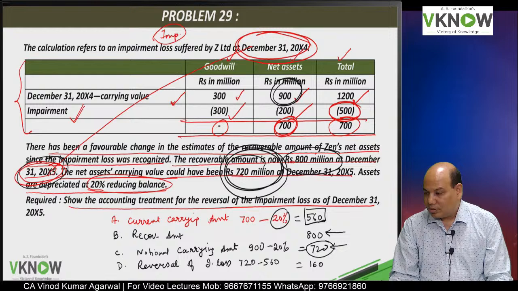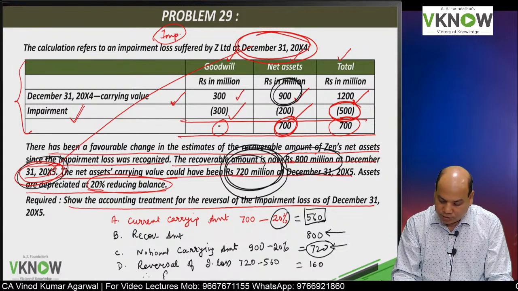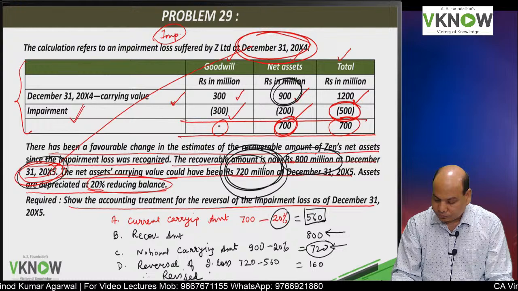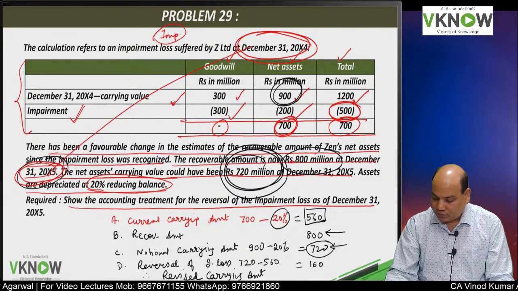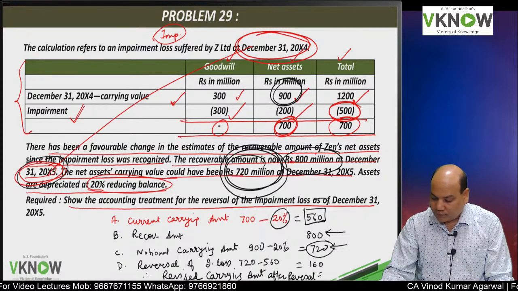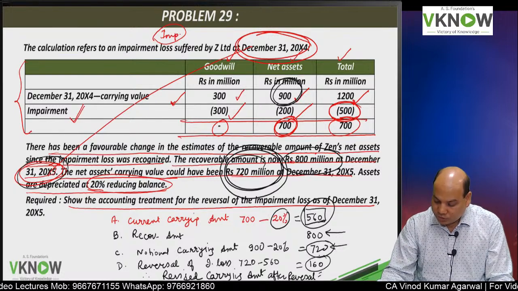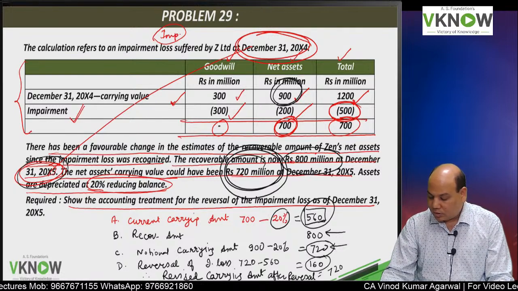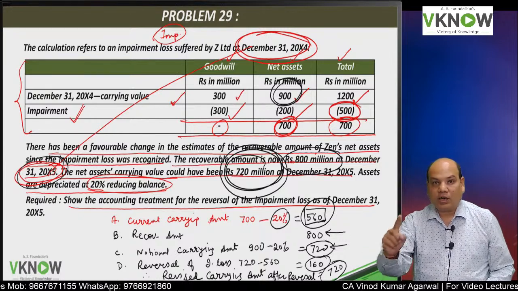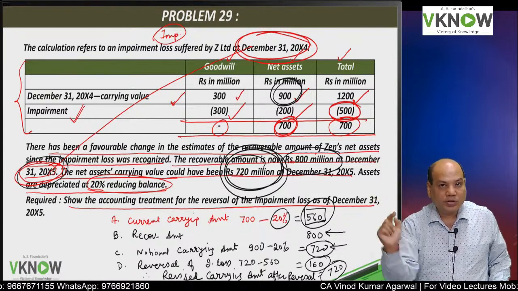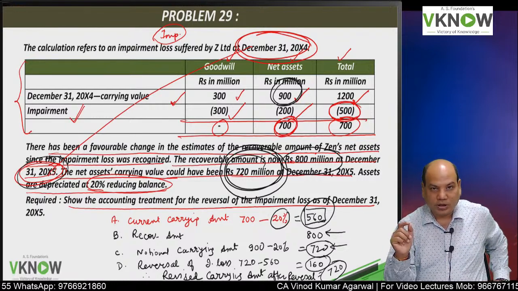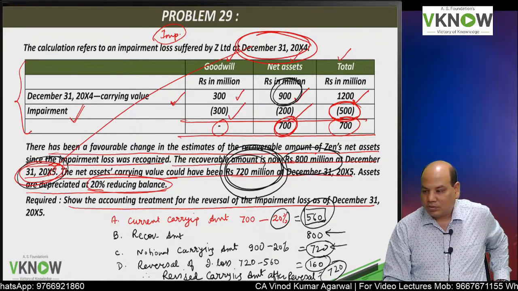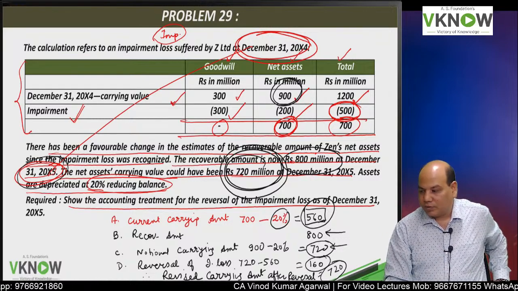Reversal will be 160, and therefore the revised carrying amount after reversal will be how much? You were 560, you reverse 160. So after reversal the carrying amount will be 720, and then in future years you are going to depreciate 720. So that is how we will compute the reversal of impairment loss.